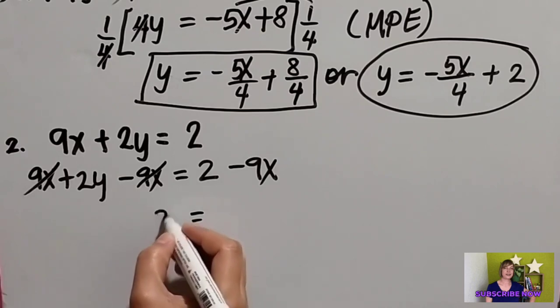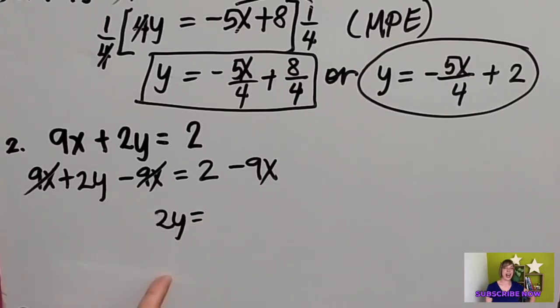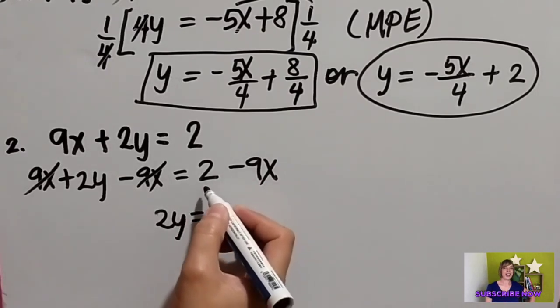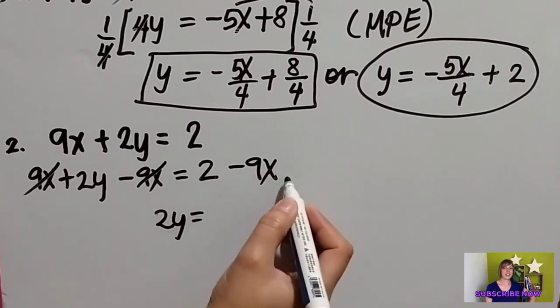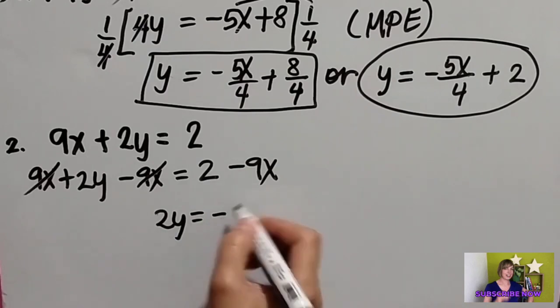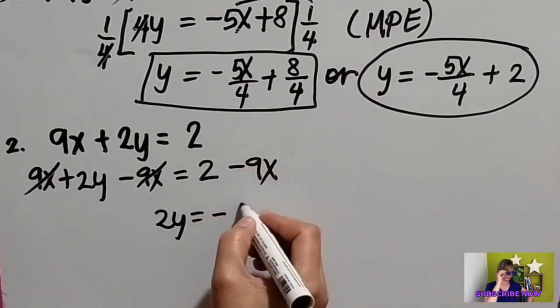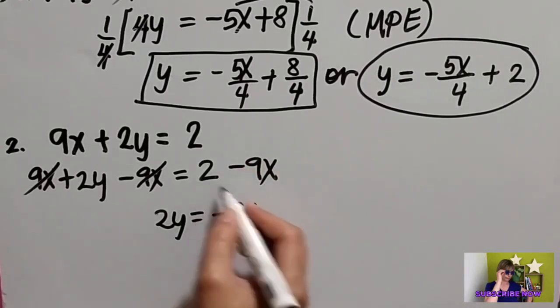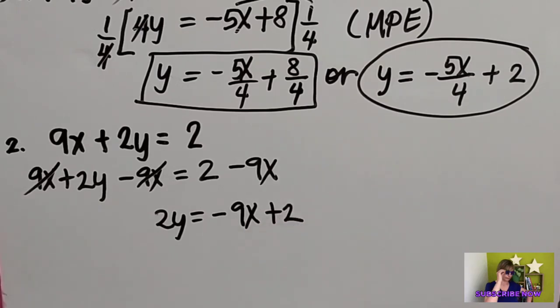Kaya, sa kaliwa, 2y na lang ang matitira. At sa kanan, meron tayong 2 minus 9x. Wherein, pwede nating pagpalitin ng pwesto. But negative 9x will remain negative 9x, of course. And 2 will remain positive.